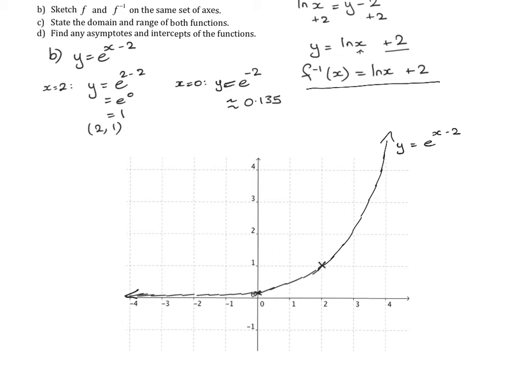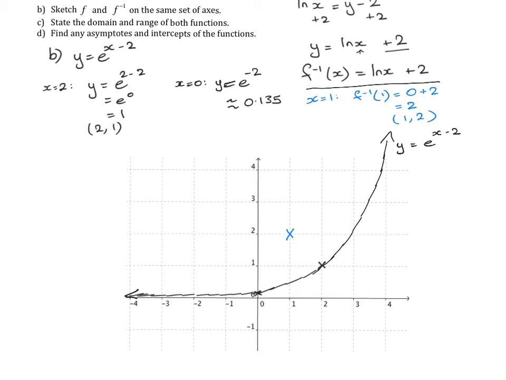When x is 1, ln of 1 is 0, plus 2 is 2. So we get this point here. So when x is 1, 0 plus 2, we get the 0.12 on there. And that makes sense because it's reflected along the line y equals x.